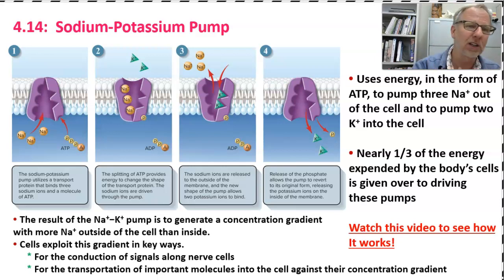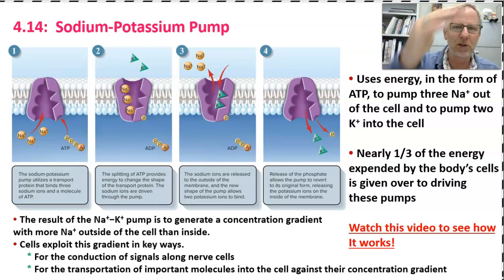So take a close look at the figure. It's showing you for every 3 sodiums that are getting pumped out, 2 potassiums are coming in, and it's showing you that ATP is being used as an energy source.